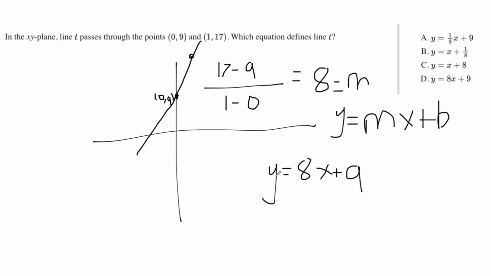If you wanted to double check to make sure you were actually correct, you could plug in some of these numbers. Plug in 1 for x, that's 8 plus 9, 17, y equals 17, and that checks out. Looking over in the answer key, D matches exactly.